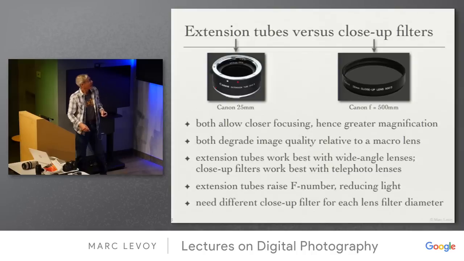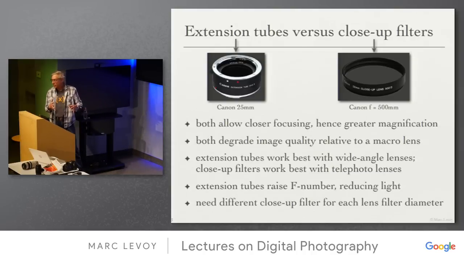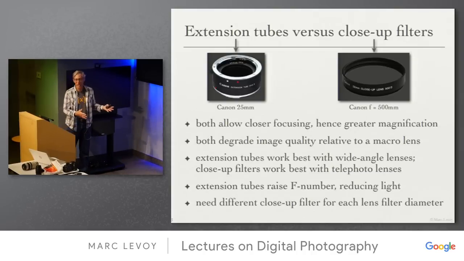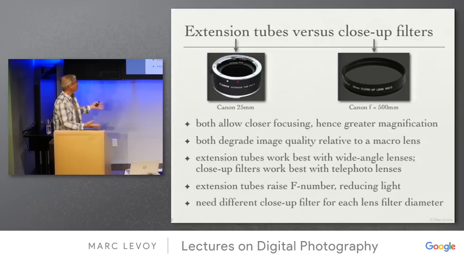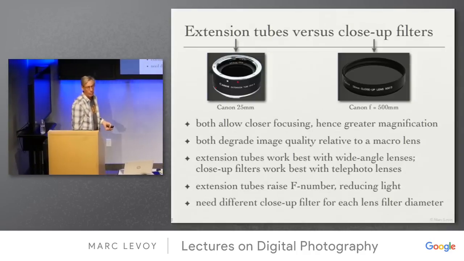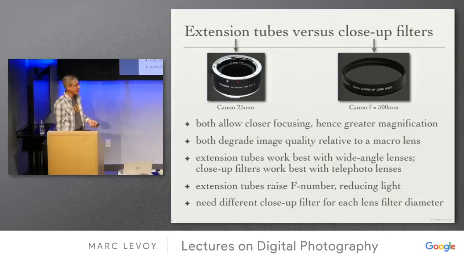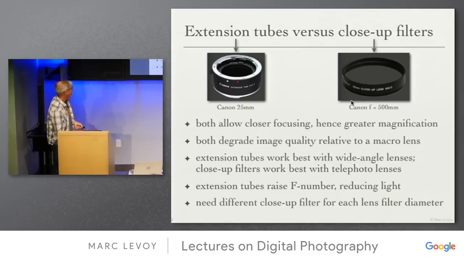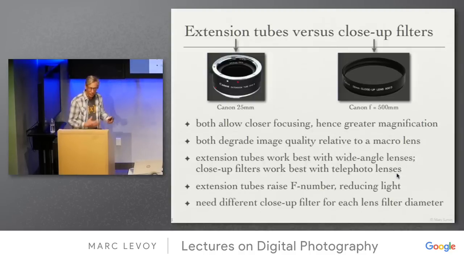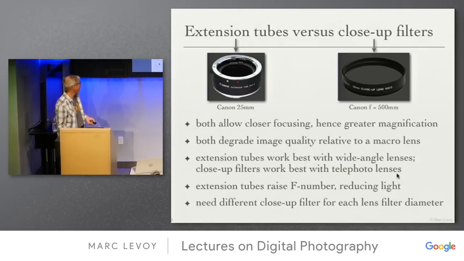Right. So let's compare these two, extension tubes versus close-up filters. Both allow closer focusing, hence greater magnification. Both degrade the image quality relative to a well-corrected lens for those situations. Extension tubes work best with wide-angle lenses, and close-up filters work best with telephoto lenses, just because of the way the image quality performance will end up working.